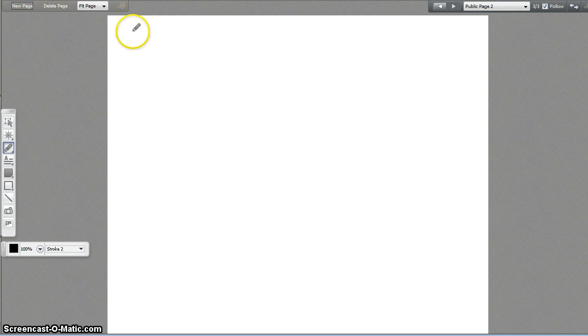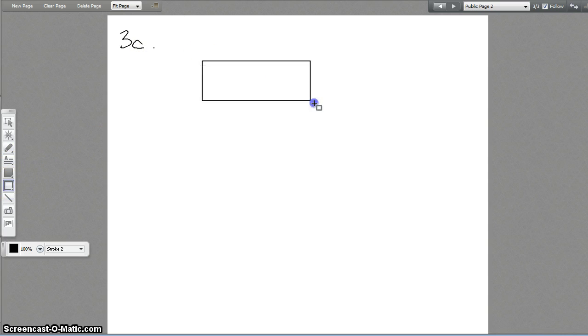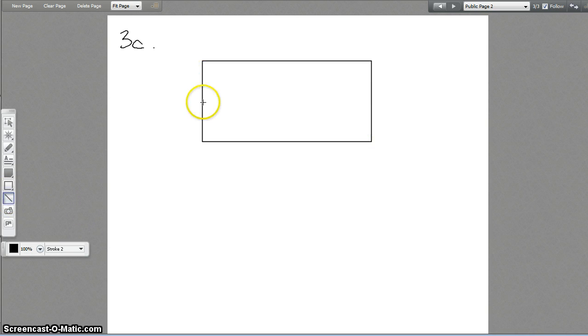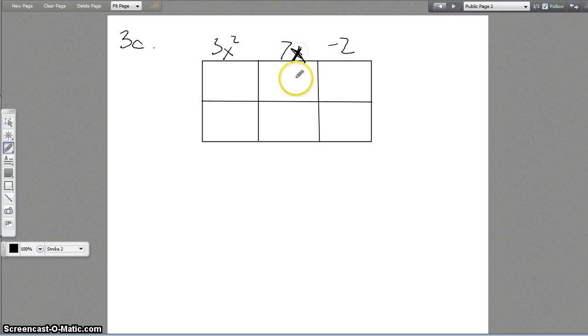The first example, I'm going to look at number 3, part C. And this shows us a grid that's partially filled in. So here's our grid, and these are the grid lines that we have. It's cut in half this way, and then it's cut into thirds the other direction. And the numbers that they give us are 3x squared, 7x, and negative 2 at the top. Sorry, that's supposed to be an x. And then inside we have 18x cubed and an 8.